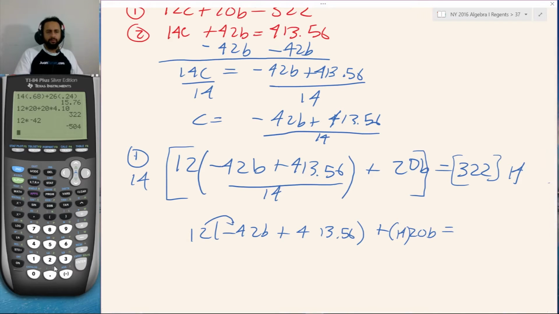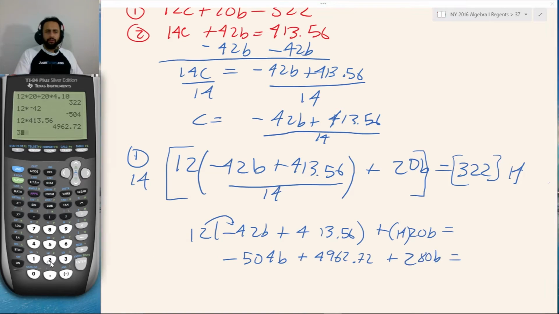I'm going to get that in a second. 12 times negative 42 is negative 504. Negative 504b. And I'm sorry, negative 12, so it's positive 12 times 413.56 equals 4962.72, plus let's see, 14 times 20b, 14 times 10 is 140, times 2 is 280b. Equals 322 times 14. Okay, and I get 4508.